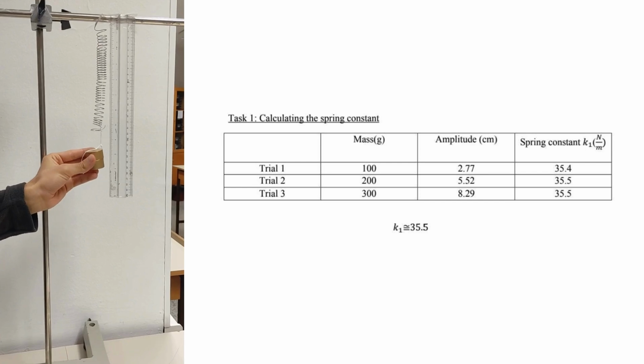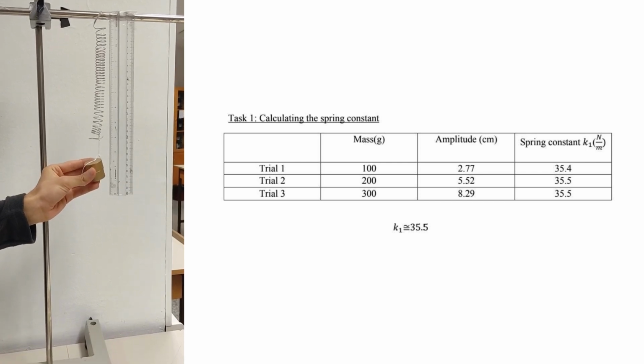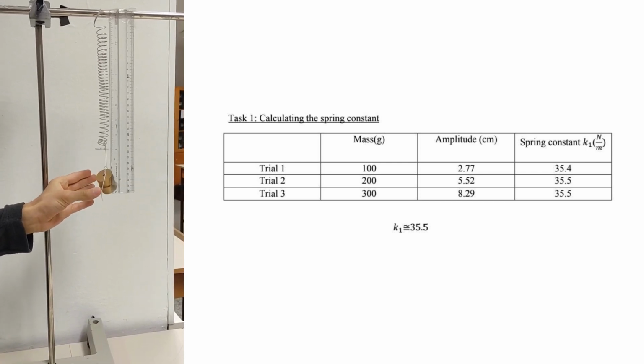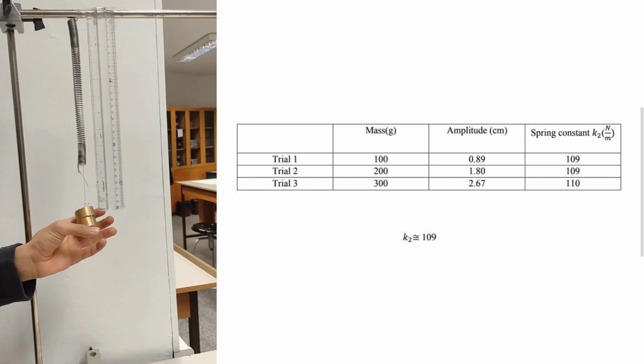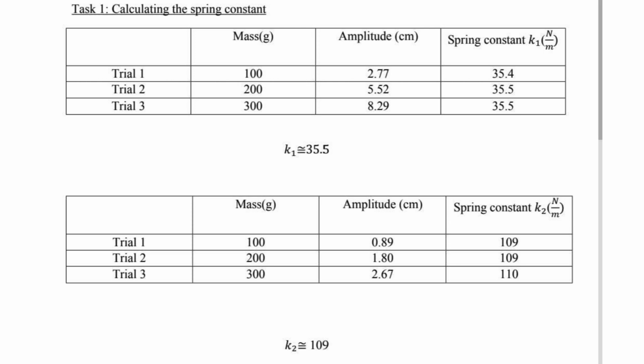In task 1, I used two springs, spring 1 and spring 2. When the springs are in the equilibrium position, the sum of the gravitational force and the restoring force should be 0. We can obtain the spring constant for both spring 1 and spring 2 by this equation. These are the spring constants I found from task 1.